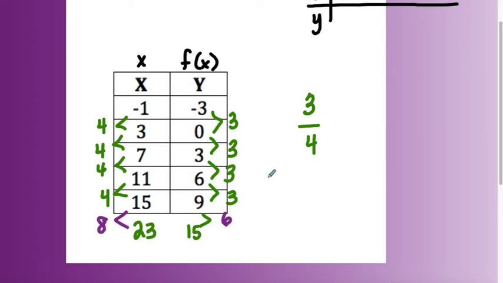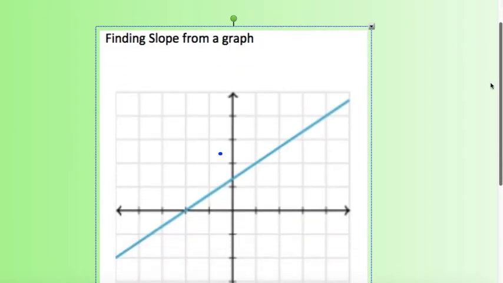But because slope is a ratio between the change in y and the change in x, 6 over 8 is the same ratio as 3 over 4. So the slope would still be 3 over 4.